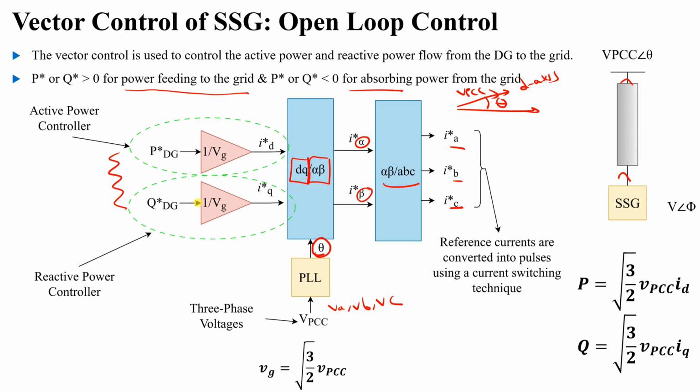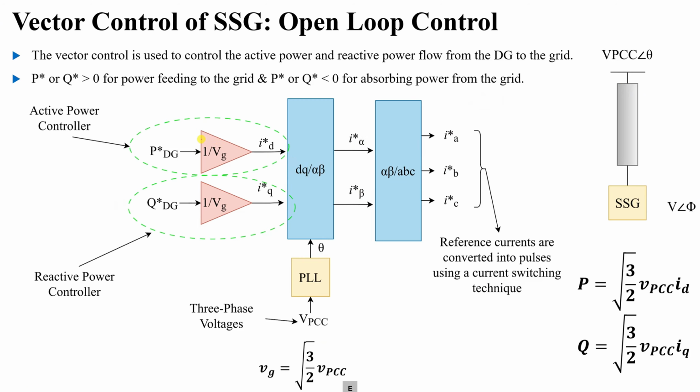So I hope you now understand. In this technique, we are controlling current. Currents are converted into pulses using a current switching technique, which will be explained in the next lesson. So we have our currents and we obtained them by using this control loop.